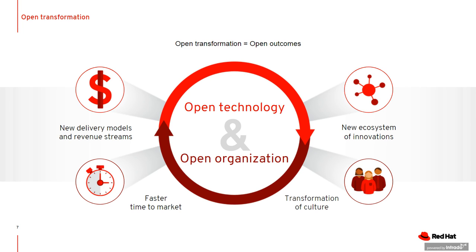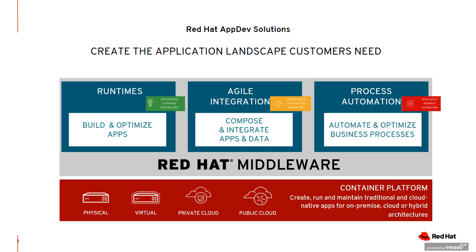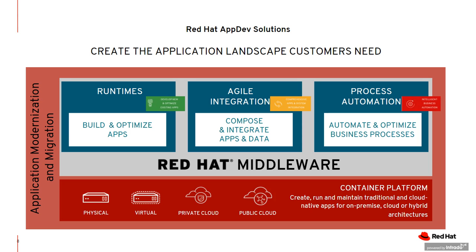As you can see, our Red Hat AppDev solution portfolio can also support our customer needs on building and optimizing applications, composing and integrating data, automating and optimizing business processes. These three pillars, runtimes, agile integration, and process automation, can run on top of our container platform that is OpenShift. The application modernization and migration is the framework, the methodology that can help our customers mitigate risks using a step-by-step, customer-centric approach.